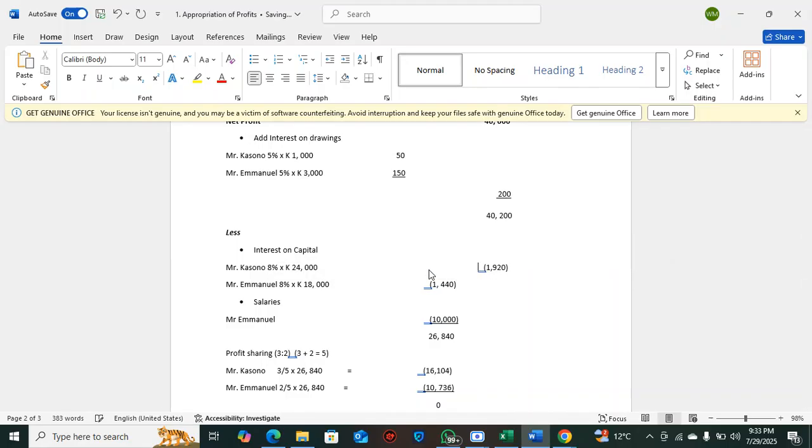Let me put it to this side here. If I want, I can get the total interest on capital, then get that total and subtract. Or I can just put them individually like this. Colleagues, which one will you be comfortable with? Where I'm just putting them individually, or where we get some totals and then subtract? Mr. Emmanuel, 8% of 18,000, 1,440. Just kindly confirm if that's 1,440.